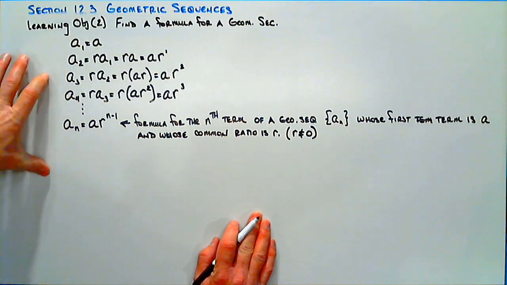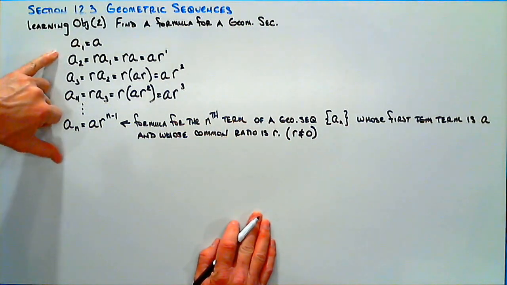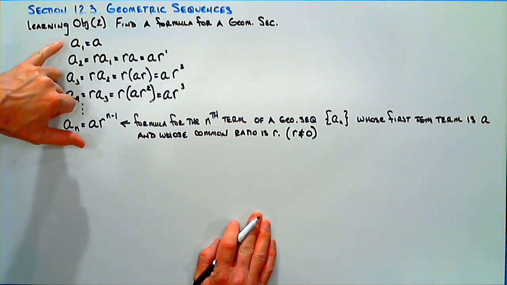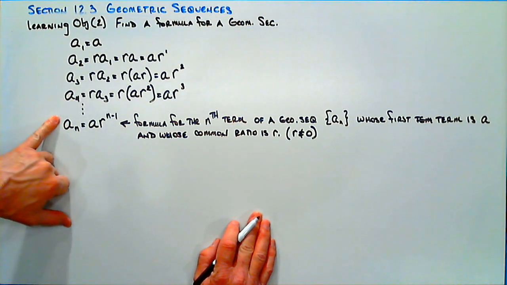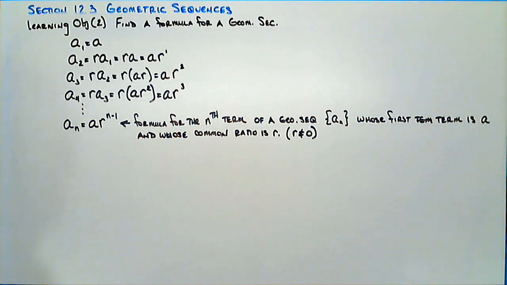We've settled on a definition where R can't be 0. So since R can't be 0, we can't say all of the following terms are going to be 0, therefore this is geometric. Right? That's just the definition we've settled on.